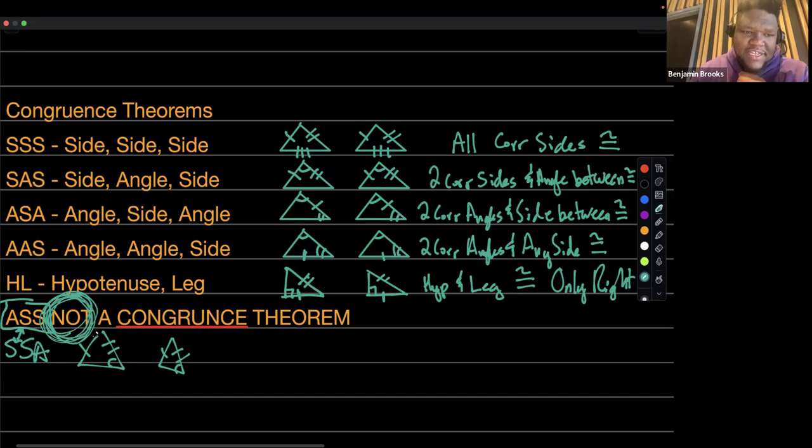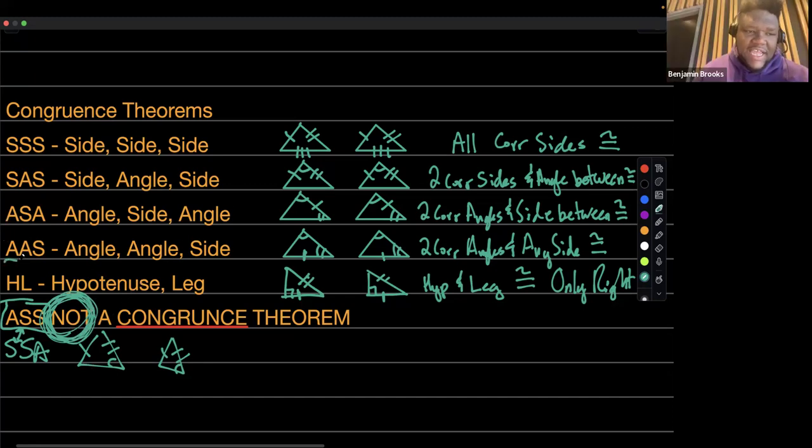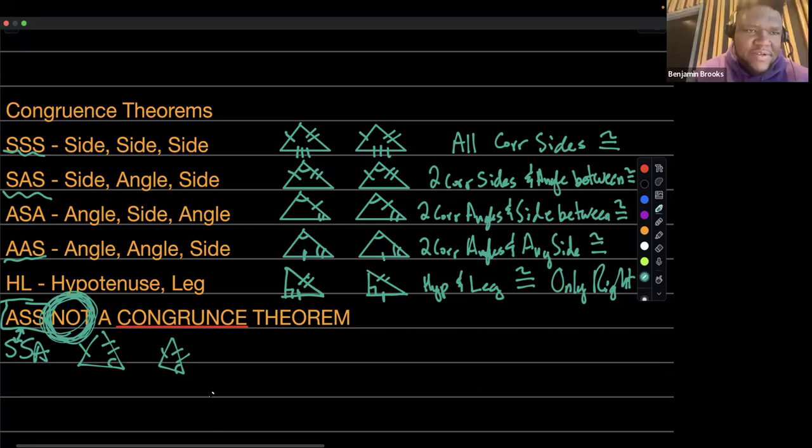You think you should write this down? I think you should. Not a congruence theorem. You have angle, angle, side. You have side, side, side, or you have side, angle, side. But angle, side, side, not a congruence theorem. And I misspelled congruence. Good grief.